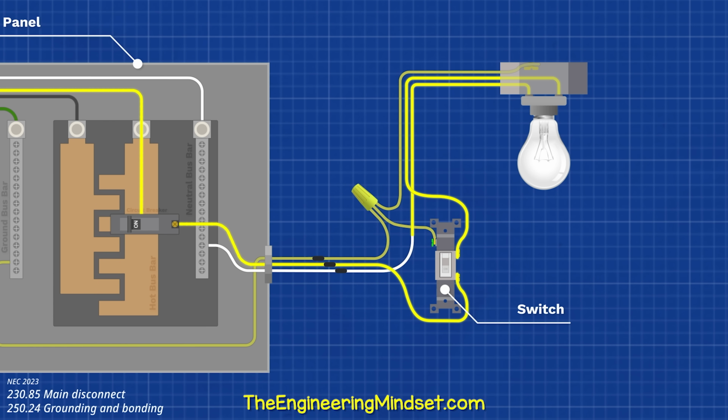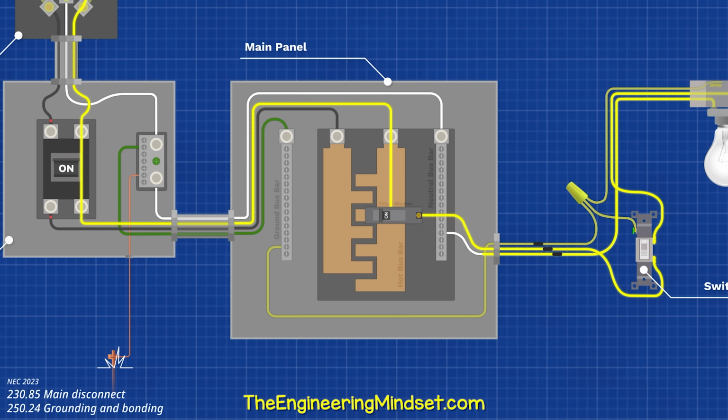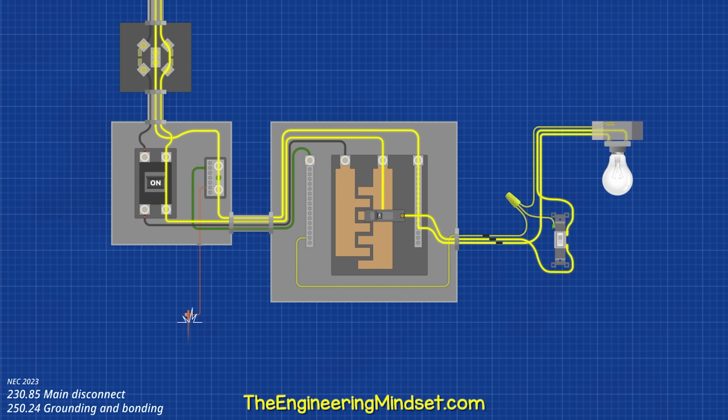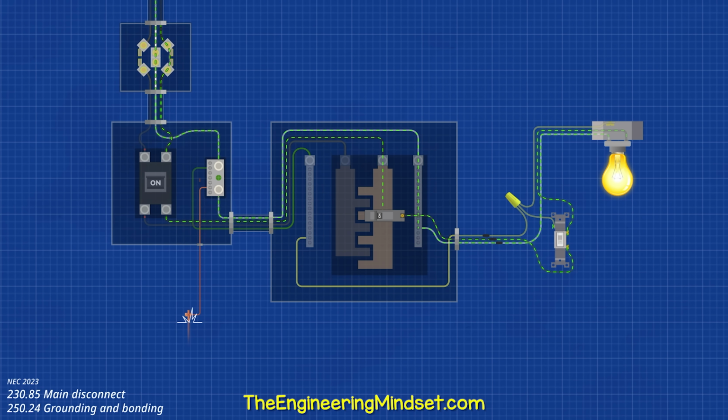It then travels back along the neutral wire to the neutral bus bar, and then back to the main disconnect. Then back through the meter and over to the transformer. The circuit is complete, so the light illuminates.